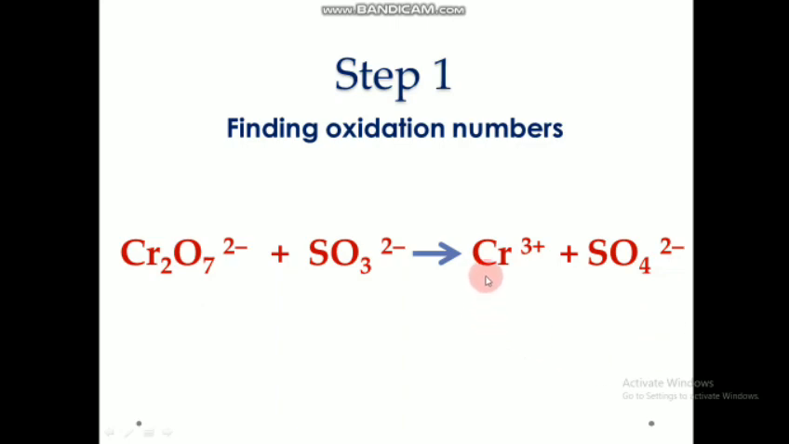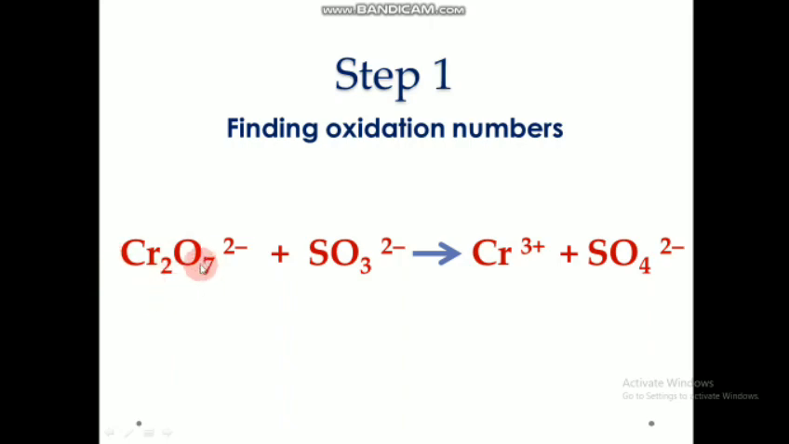And we don't need to find that of chromium because for an ion, the net charge of it only is the oxidation number. So for chromium, 3+ is its oxidation number itself. So we don't have to find of chromium. Others we will see. In this chromium, it is not a single ion, it is staying with the oxygen. So we need to find out the oxidation state of chromium here.